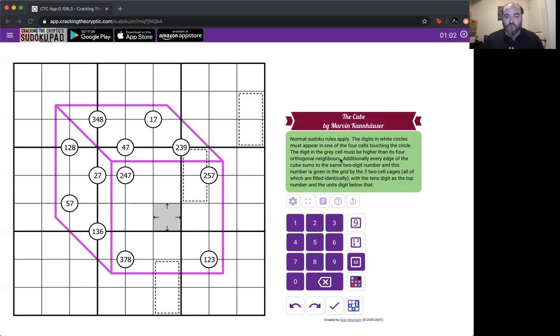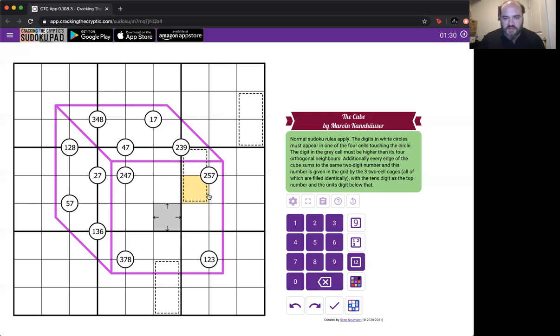So this one says normal Sudoku rules apply. The digits in the white circles must appear in one of the four cells touching these circles. For example, if I'm looking at this circle that says 239, there must be a 2, a 3, and a 9 somewhere in here. It says must appear in one of the four cells. I'm going to take that literally as opposed to at least one, even though technically I guess I could get the same digit in cross corners on some of them. But we'll see if multiples is an option.